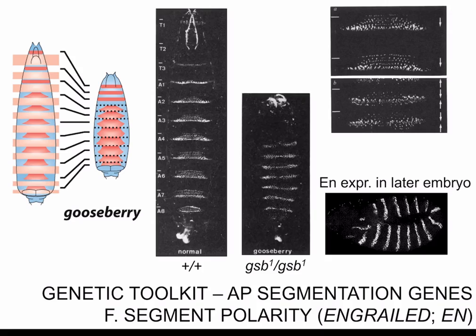Pair rule genes then specify which segment they are in, and the segment polarity genes tell cells which part of the segment, whether the anterior part closer to the head or the posterior part closer to the tail, they are in. And therefore, cells know their position in the embryo by looking at the combination of which anteroposterior segmentation genes are being expressed inside them.